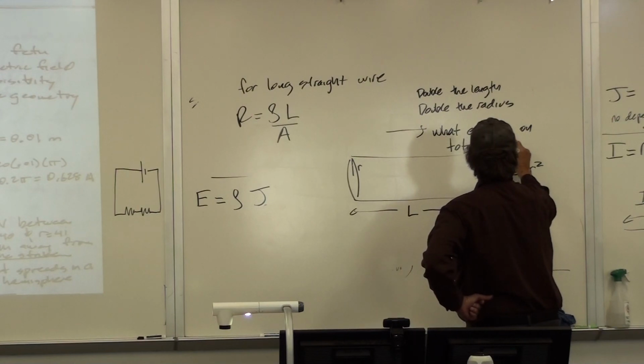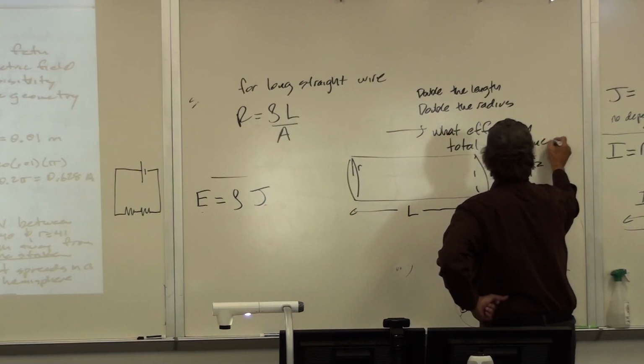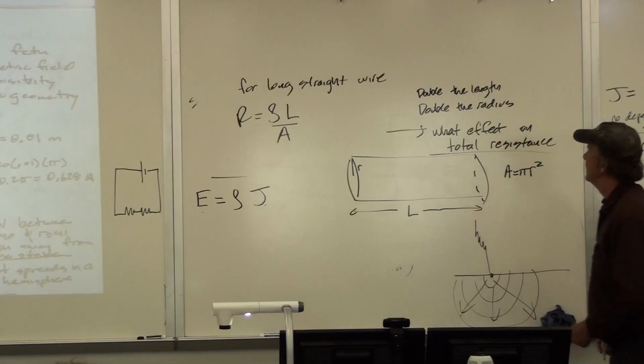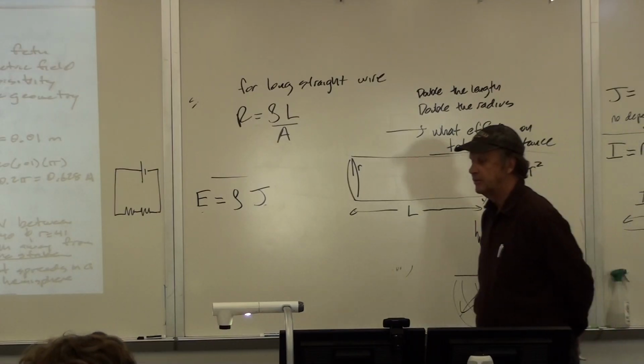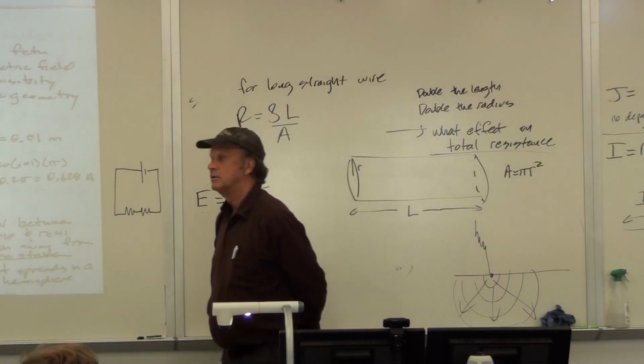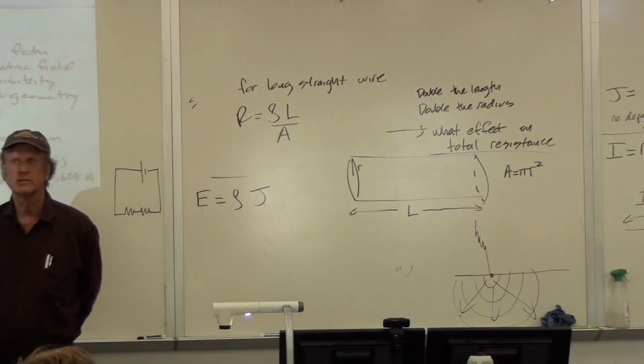Let's say the total resistance of this wire. Let's just look at the resistance, not the current. So we double the length and we double the radius. Think about that for a second and then check with your neighbor. See if your neighbor agrees with you, what that would do to the total resistance.